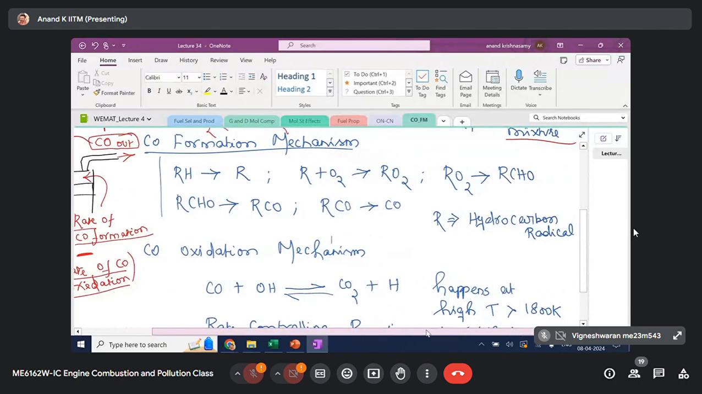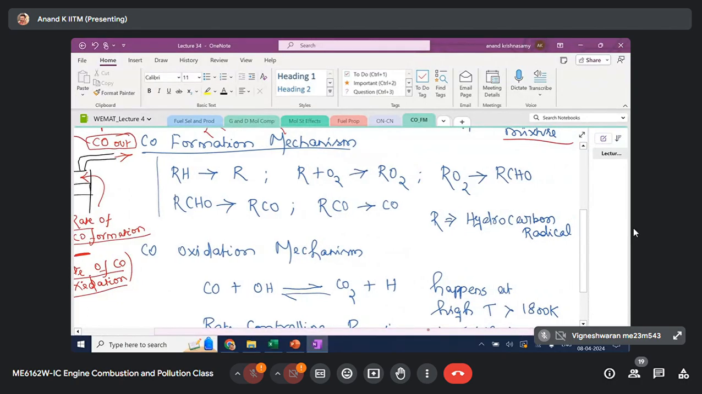So this is a formation mechanism. It all starts with something called hydrogen abstraction. R is any hydrocarbon radical. Any radical is active, as we discussed in the chemical kinetics chapter. So you will have an active hydrocarbon radical formed in the cylinder. You have this R available. Okay, CO formation takes place by removing a hydrogen atom from this radical. As you could see here, RH leads to forming R. This is called the hydrogen abstraction reaction.